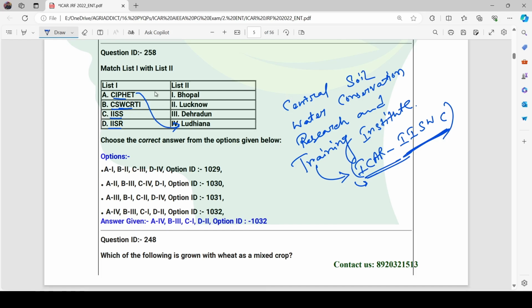The correct answer is, it is situated in Dehradun in Uttarakhand. Next, IISS, that is Indian Institute of Soil Science, has its headquarters in Bhopal, and IISR, that is Indian Institute of Sugarcane Research, is in Lucknow, Uttar Pradesh. So the correct answer is 4. A4, B3, C1 and D2.